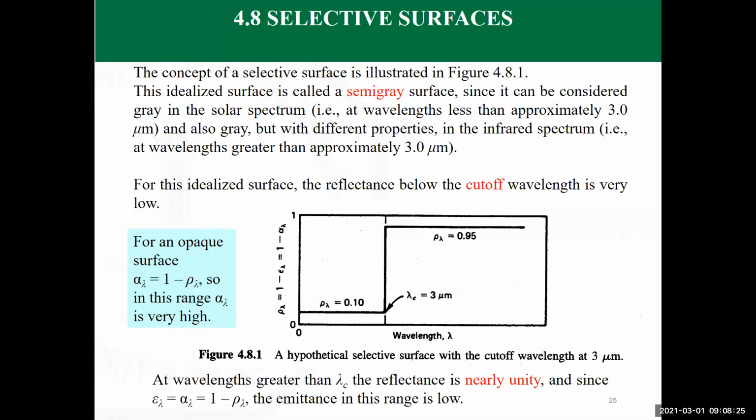The concept is being shown here in this figure. Look at this figure. At a certain wavelength, the characteristic of the rho changes. Here, the value of rho is 0.1, which means that it has a very high value of alpha. Alpha is 0.9 or 90%. So 90% of the energy falling in this wavelength range is absorbed by the surface. So it is resulting in surface heating. But when it emits radiation at long wavelength, the value of rho is 0.95, which means that the value of epsilon is 0.05. So it's emitting a minimum amount of radiation.